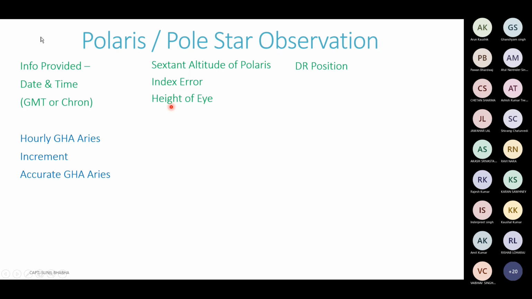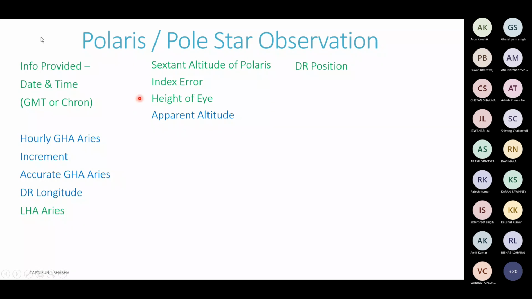Now, the method to obtain the PL: we first find out the almanac information. GHA hourly value plus increment gives you the exact GHA of Aries. Once you apply the DR longitude to it, you will get the LHA of Aries. LHA of Aries is what is required to enter into the Polaris tables.